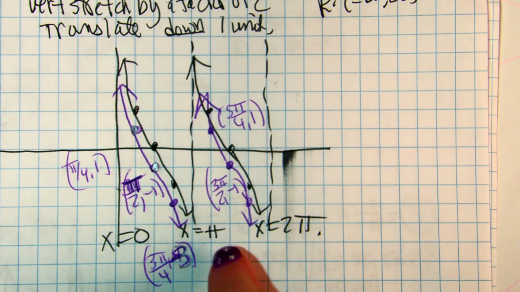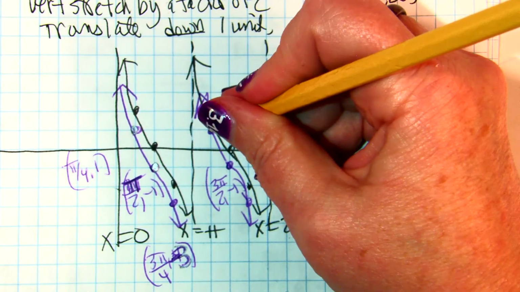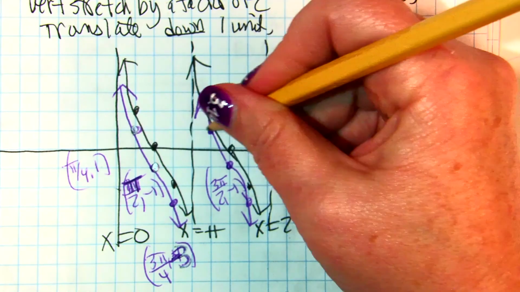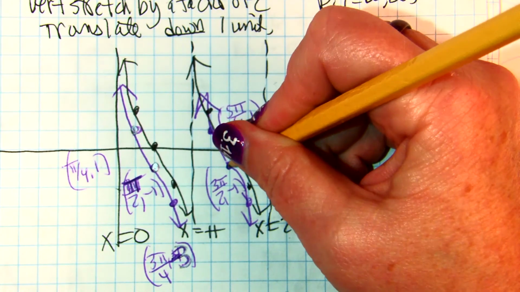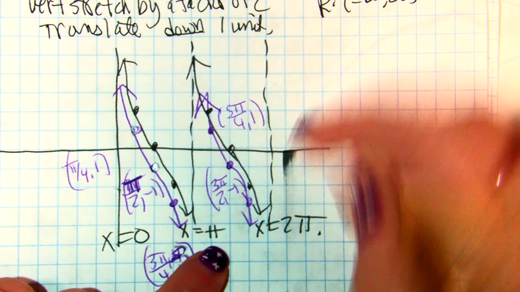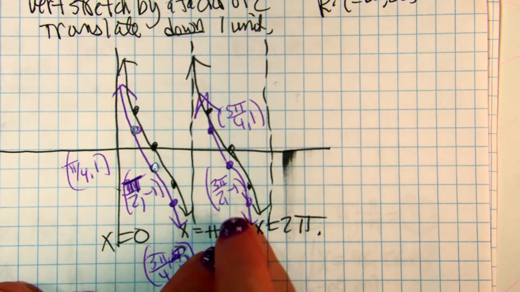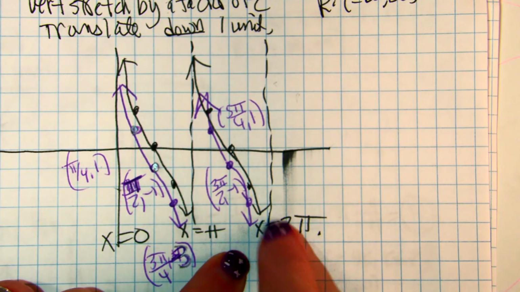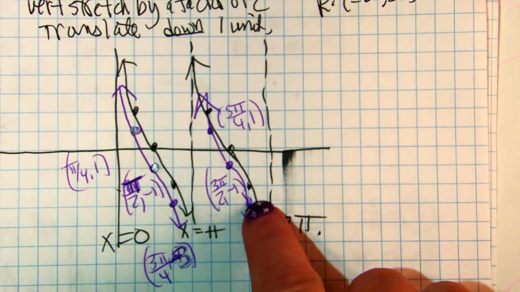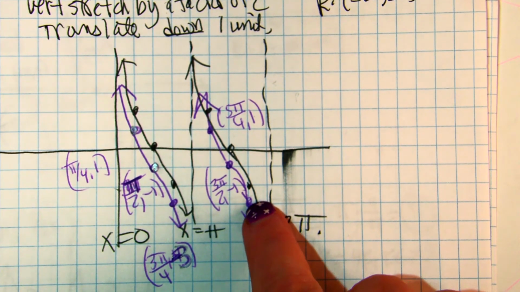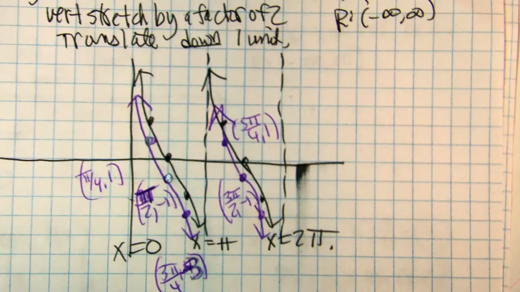Then we have 5 pi over 4, which is at the same place as pi over 4. They're pi apart. It's at 1. 3 pi over 2, which is halfway between pi and 2 pi, is at -1. And then at -3 would be the next one at 7 pi over 4. But you only need 5 points on your graph.